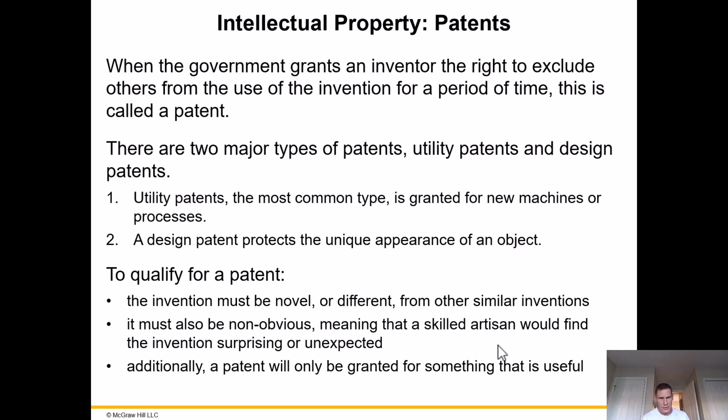To qualify for a patent, the invention must be novel, or different from other similar inventions. It must also be non-obvious, meaning that a skilled artisan would find the invention surprising or perhaps unexpected. Additionally, a patent will only be granted for something that is useful, and a patent is generally good for 20 years. So it's not something that you get in perpetuity. There is a limit to it, because having a patent in perpetuity would maybe discourage competition, which of course is good for the consumer.